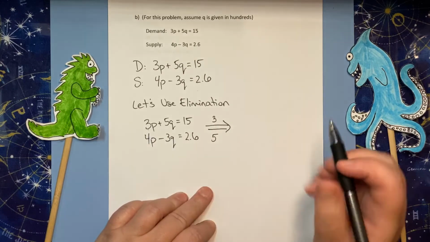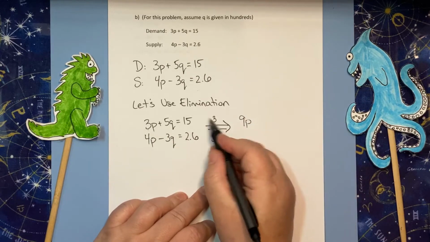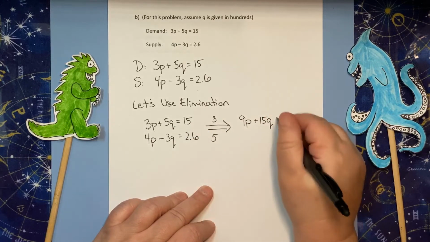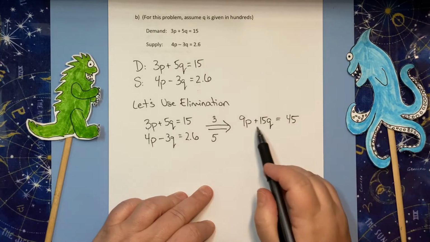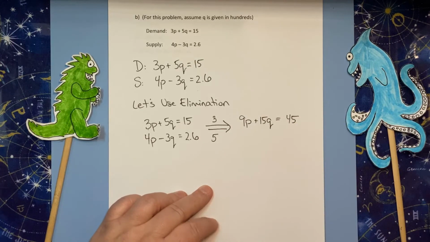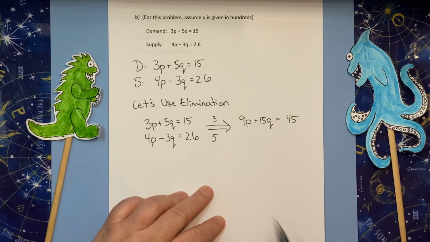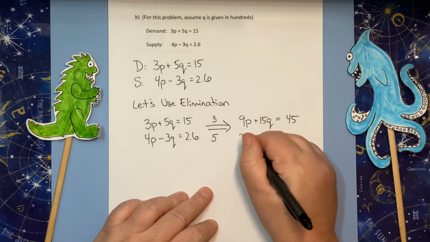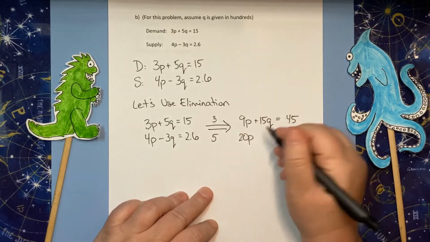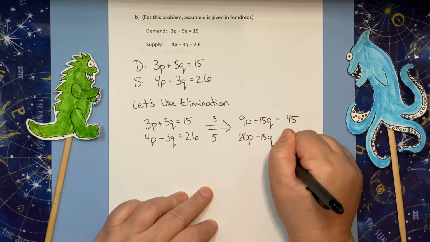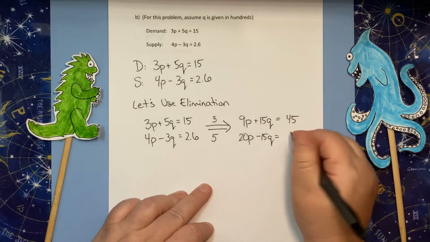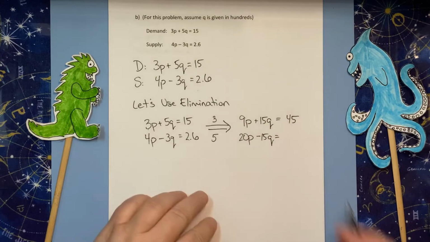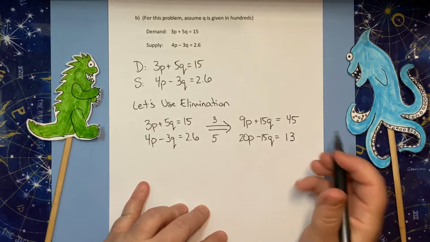So 3 times 3P, 9P. 3 times 5Q, 15Q. Equals 3 times 15 is 45. Make sure you multiply every single term. Otherwise, you're going to be in a whole world of hurt. Now the bottom equation. Let's go ahead and multiply everybody by 5. 5 times 4P is 20P. 5 times negative 3Q is negative 15Q. And 5 times 2.6 happens to be, it's not quite 15, it's 13, right? I think. Let's hope so.